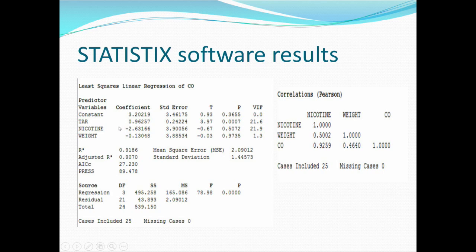We know that nicotine is positively related to CO. We also know that weight is positively related to CO. But this printout's coming back and telling us we have a negative relationship. I'm really confused on this.